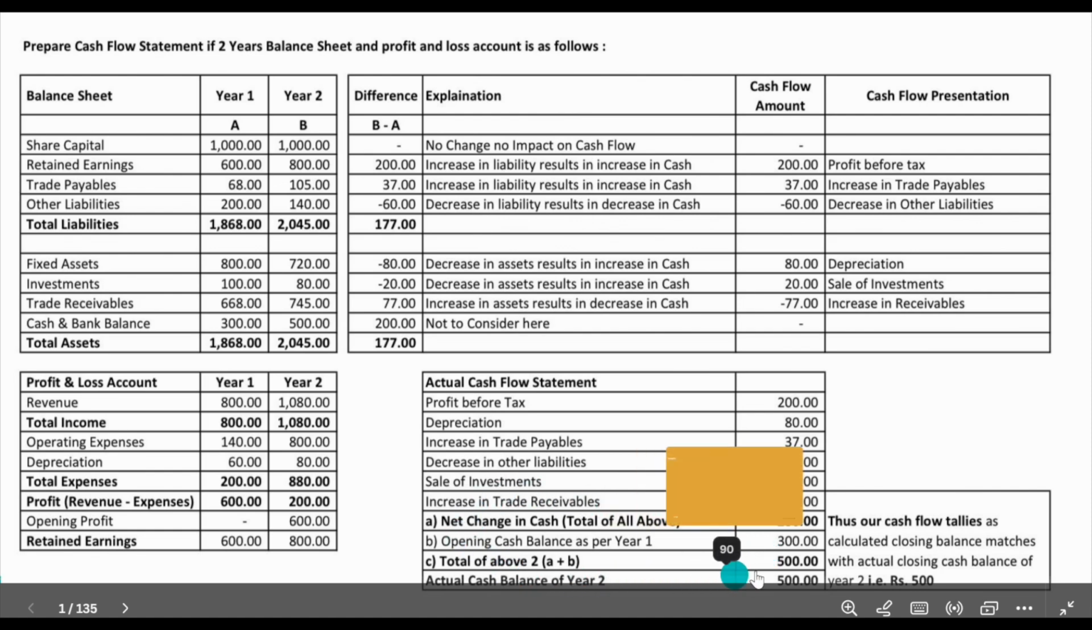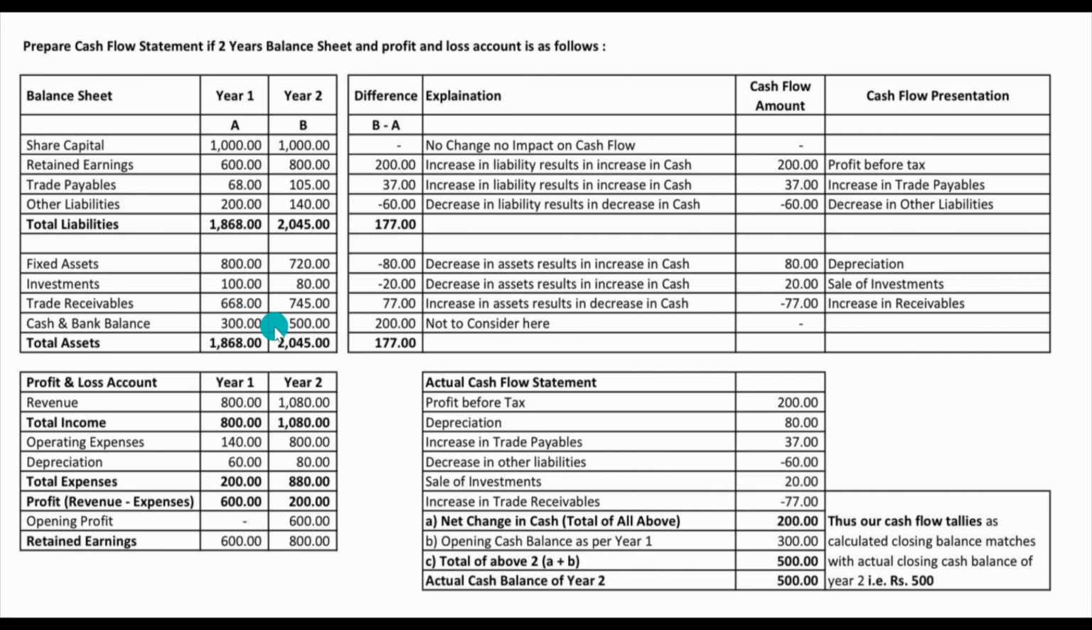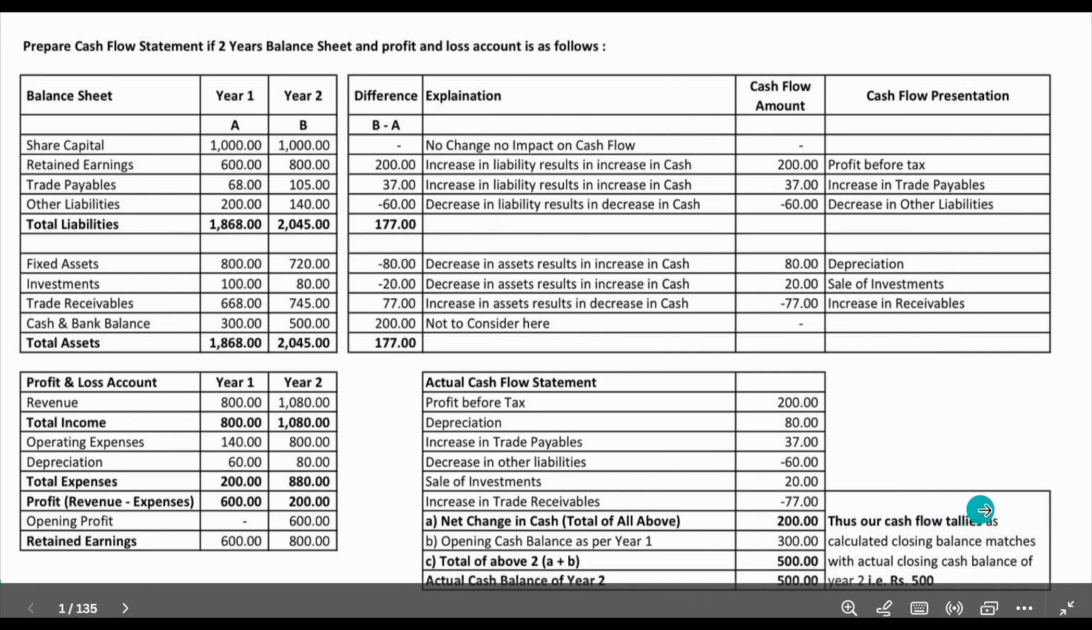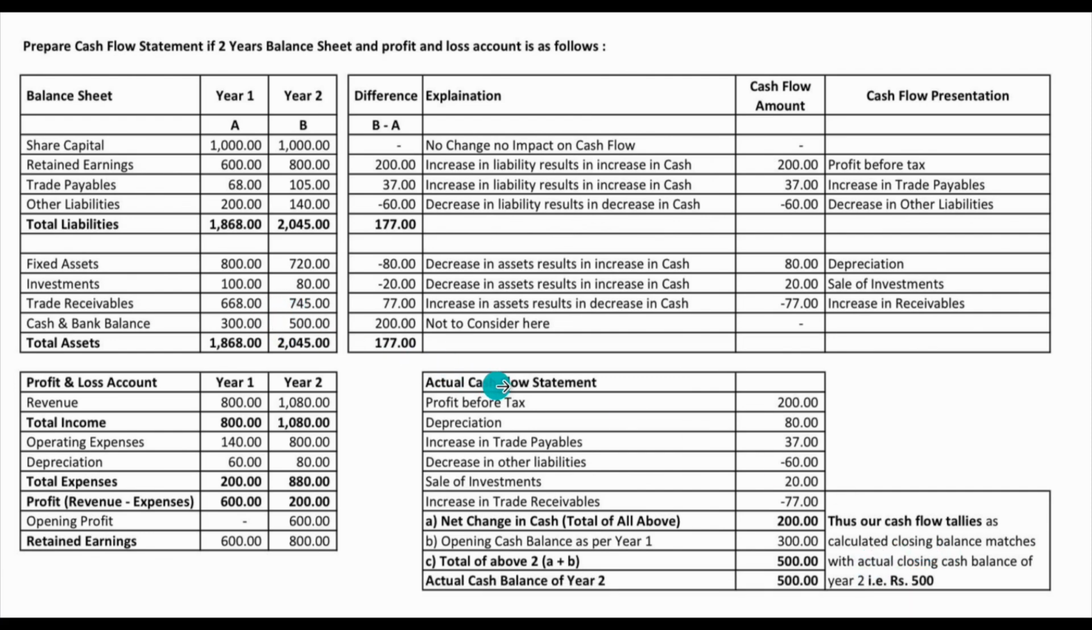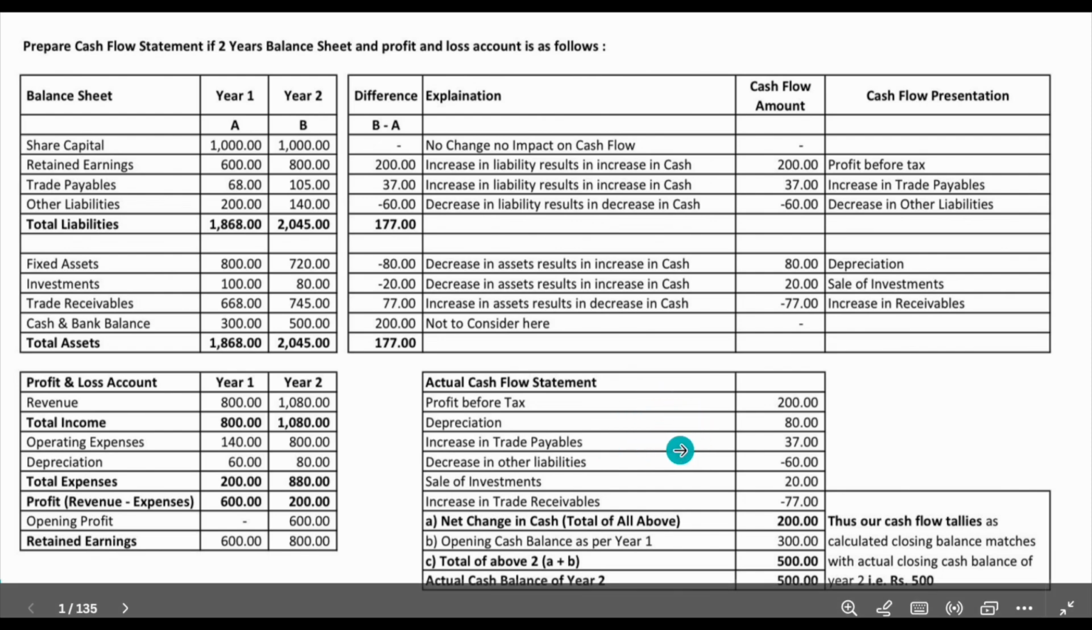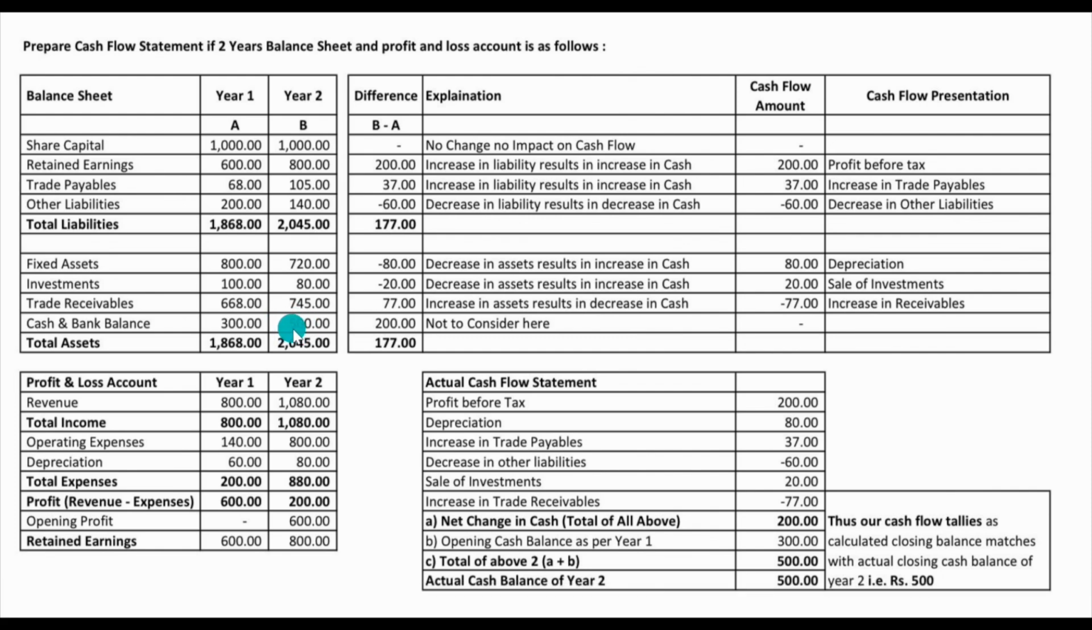Now the actual cash balance of year 2 is also 500. You can check here. Thus, our cash flow tallies as the calculated closing balance matches with the actual cash balance of year 2, that is 500. Thus, we have prepared this cash flow statement where the closing balance of cash flow of 500 matches with the actual closing balance of year 2 of cash, and thus our cash flow tallies.